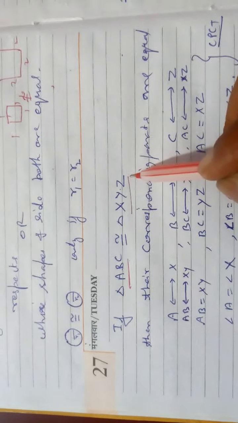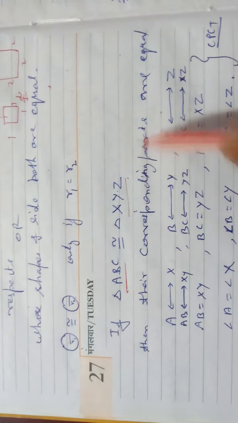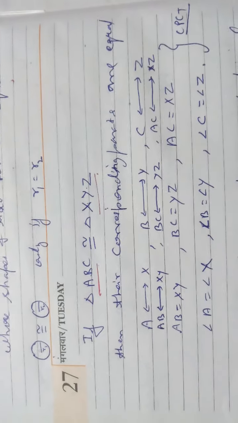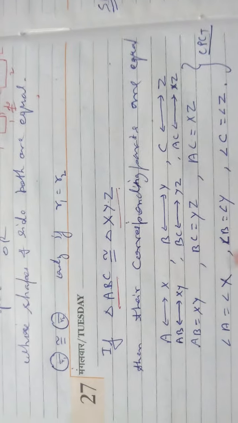If the length and breadth of both rectangles are equal, then they are congruent. The pages of the same copy are congruent, but a page of this copy and this book are similar, not congruent. If triangle ABC is congruent to XYZ, then their corresponding parts are equal. We know this from class 7th. I am only revising because this chapter has all these things. First we must know congruency, otherwise we can't do the questions.